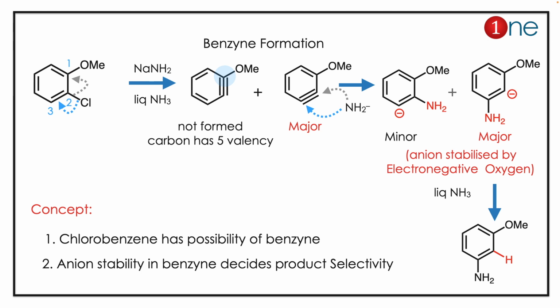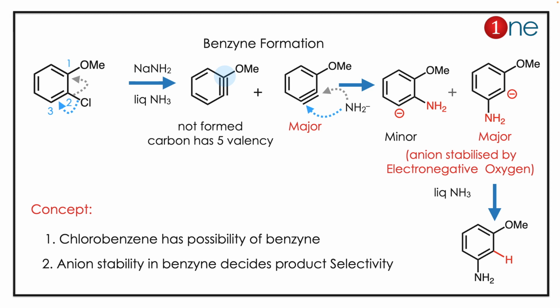Second, NH2 minus attack. NH2 minus can attack benzyne on either carbon, but which is major? The anion-stabilized carbanion is major. So what really happens is the anion near the O-methyl is more stable, because the anion is stabilized by the electron-withdrawing oxygen. So the final product is protonated at the ortho position.